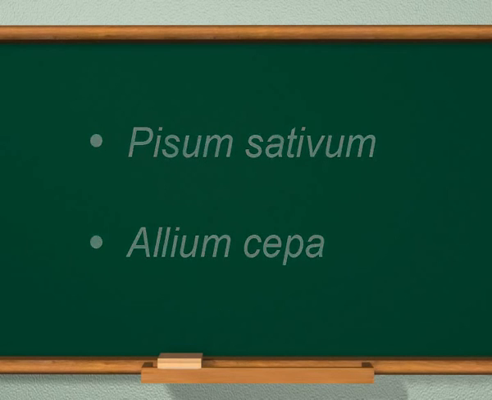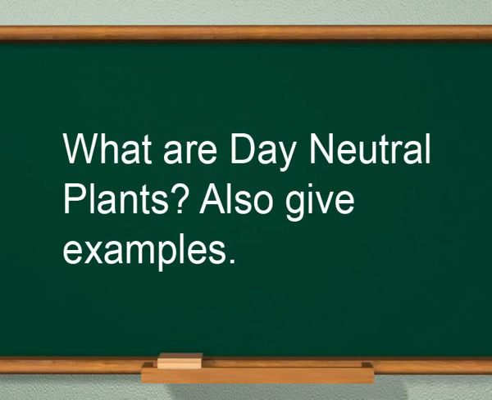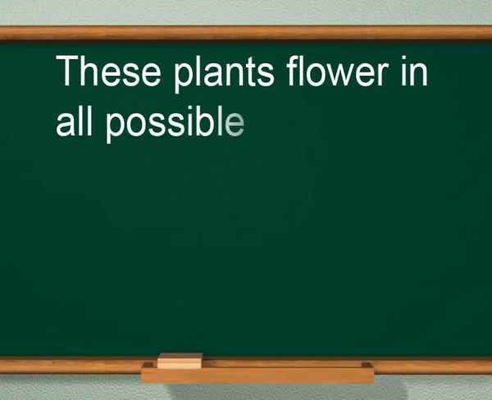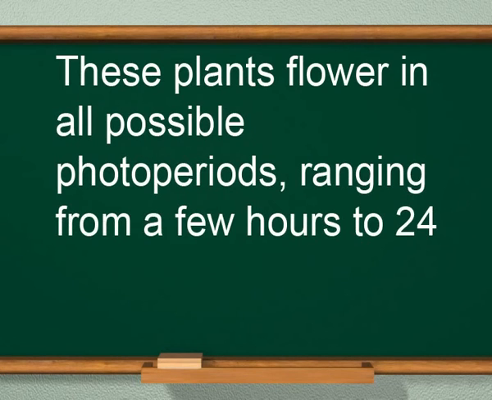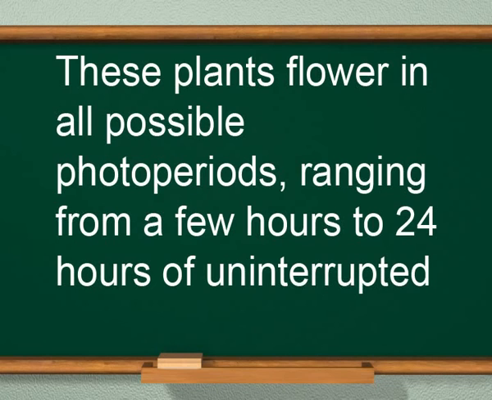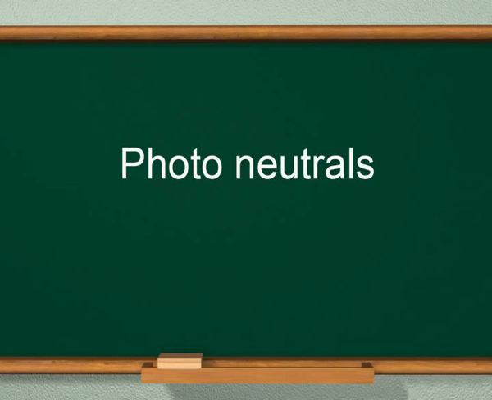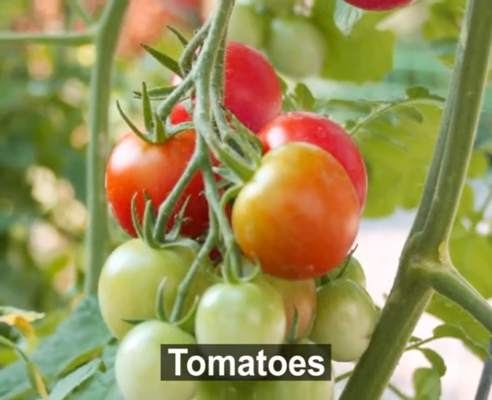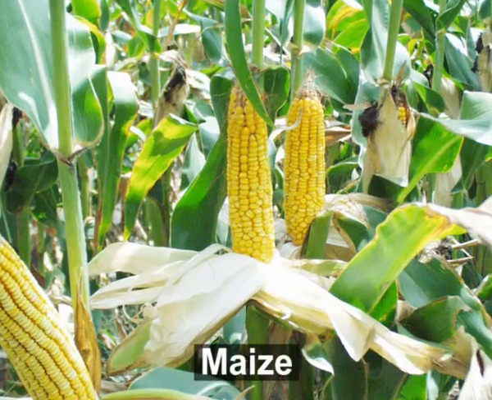The next question is, what are day neutral plants? Also give examples. Answer. These plants flower in all possible photoperiods ranging from a few hours to 24 hours of uninterrupted light exposure. They are also called photoneutrals. Common examples of day neutral plants are tomatoes, cucumbers, sunflower, maize and cotton.